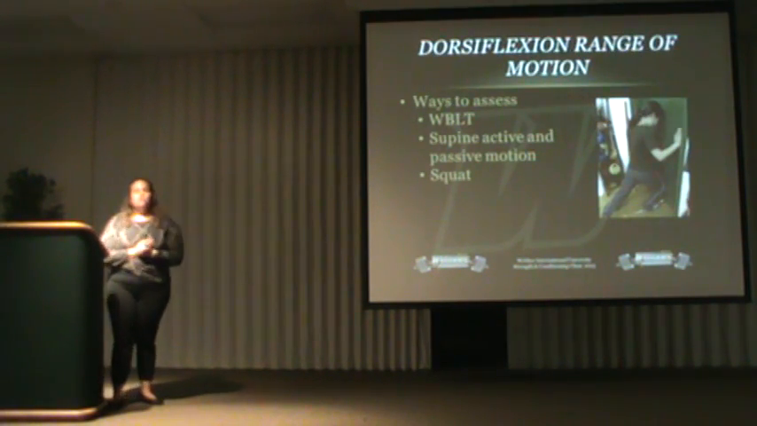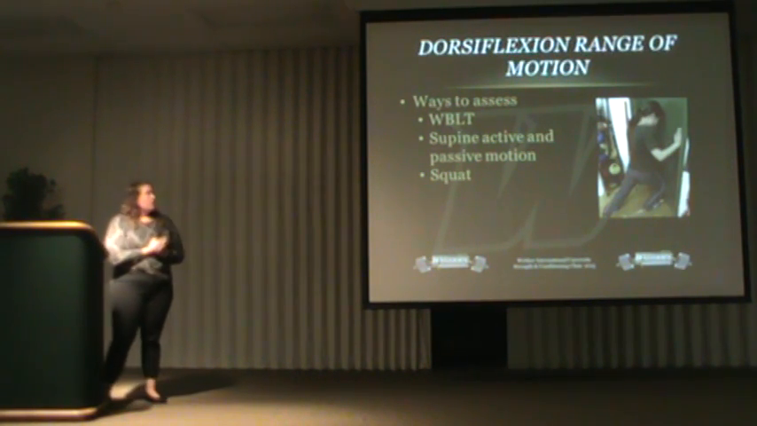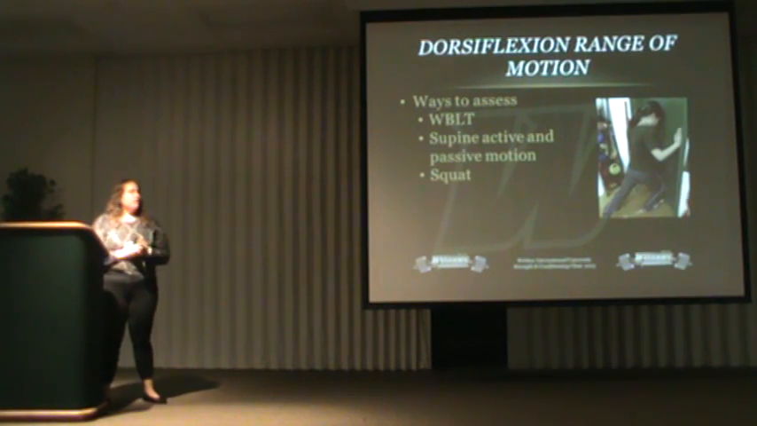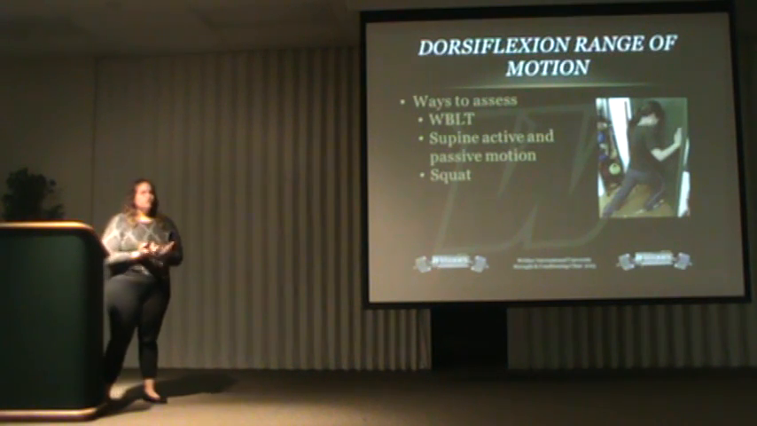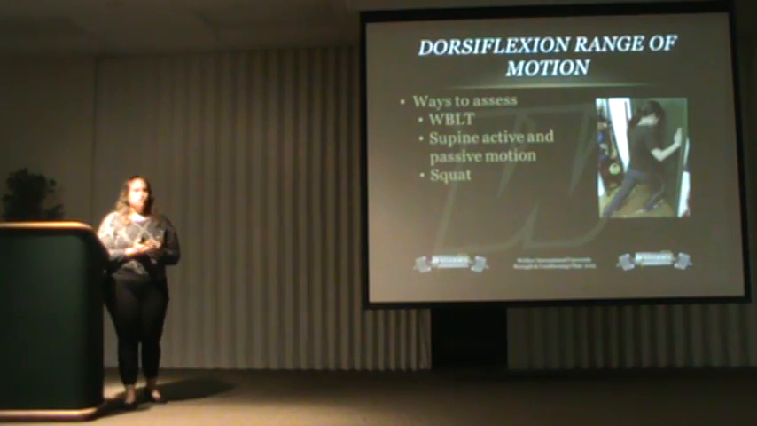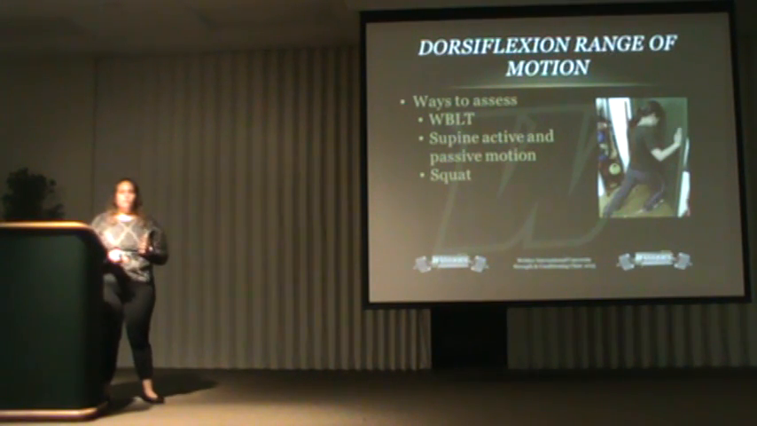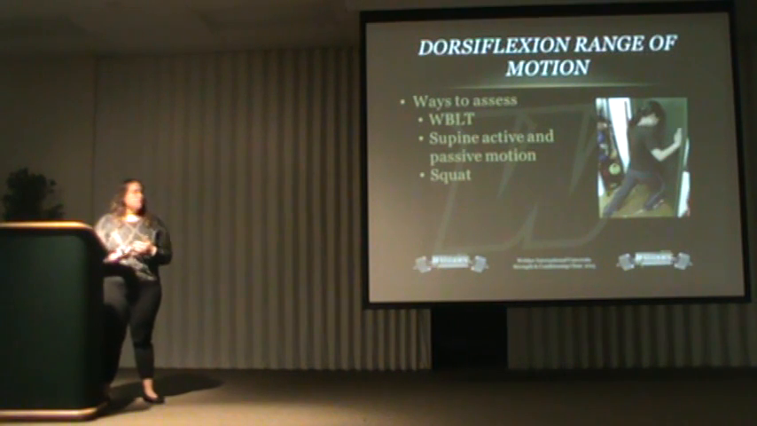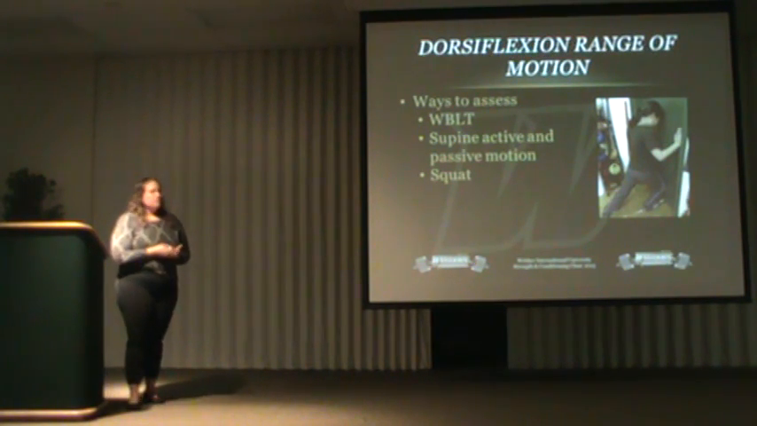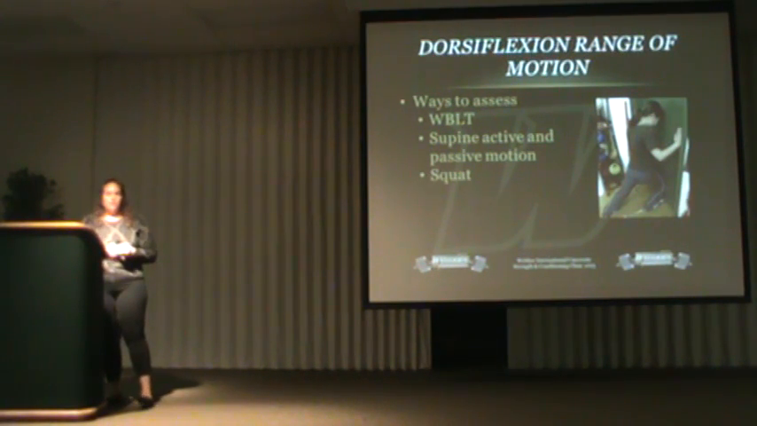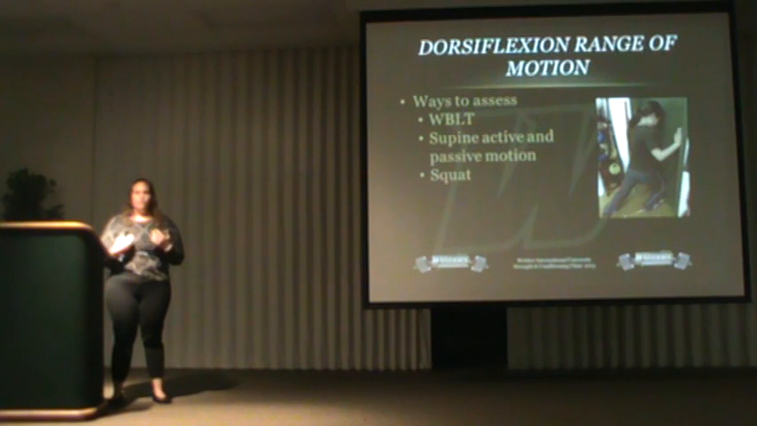So some ways to assess dorsiflexion range of motion, the first one I already told you about was the weight-bearing lunge test. So that's pretty easy to perform on your athletes and an easy way to see if they have a dorsiflexion deficit. You could also do just supine active and passive dorsiflexion range of motion. And then you can do a squat test to see if you see them kind of going down a little lower on one ankle versus the other. So I prefer the weight-bearing lunge test and the squat test just because they're more functional. So I don't really care if someone's sitting on a table and they can have full dorsiflexion. I care if when they're doing a squat or doing a functional movement, do they still have full dorsiflexion.